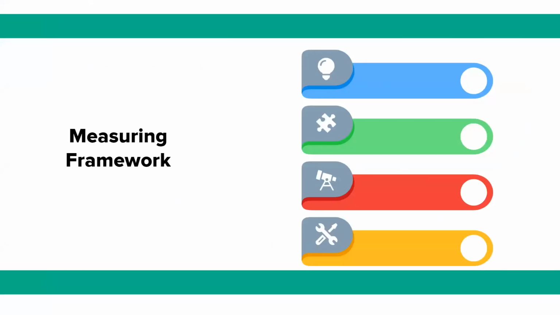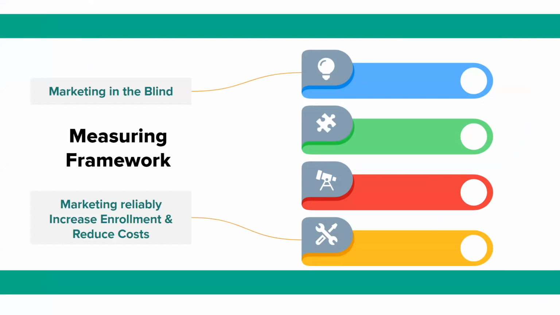Before we get started, we're going to go over the framework, because you need to have a plan on what you're going to measure before you can measure it. If you don't know what you're going to measure, how you're going to measure it. Everybody starts off here, marketing blind, and everybody wants to get here, where they can reliably predict their results. The framework has 4 steps.